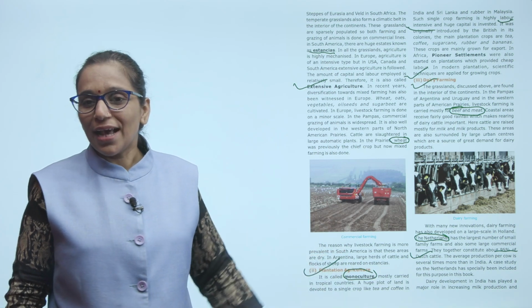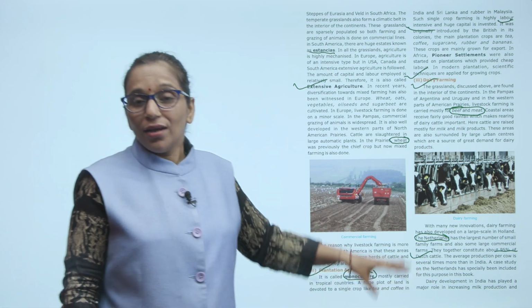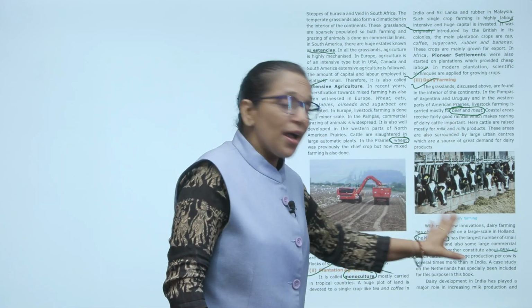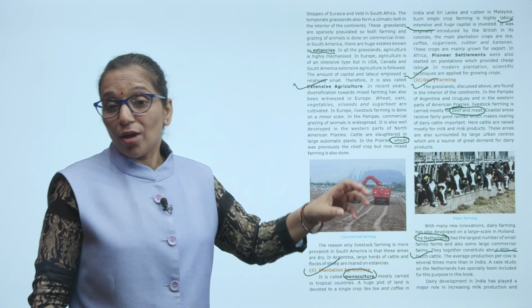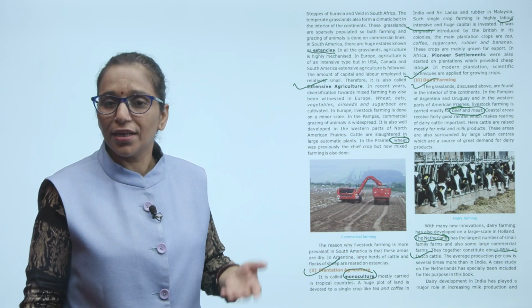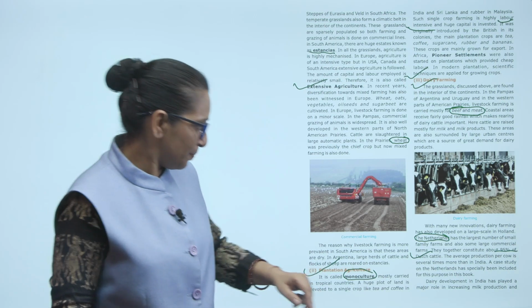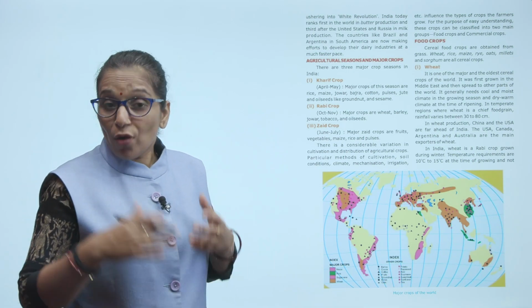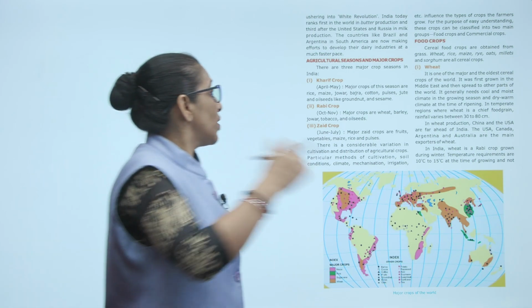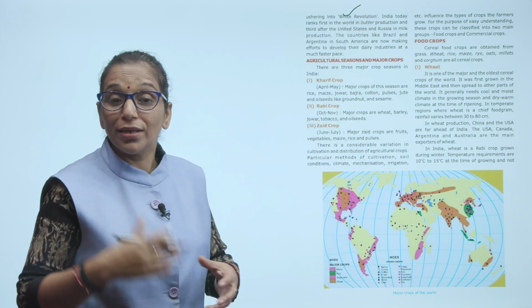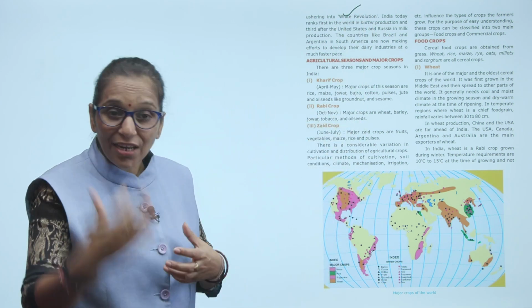A case study on the Netherlands has been specially included so that you can understand how cattle are reared in the Netherlands and how dairy products are important. Dairy development in India has played a major role in increasing milk production. In India also we are using dairy farming, and to increase it we have started the White Revolution to increase milk production.